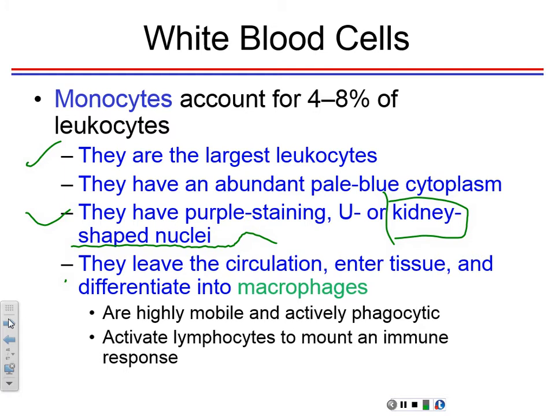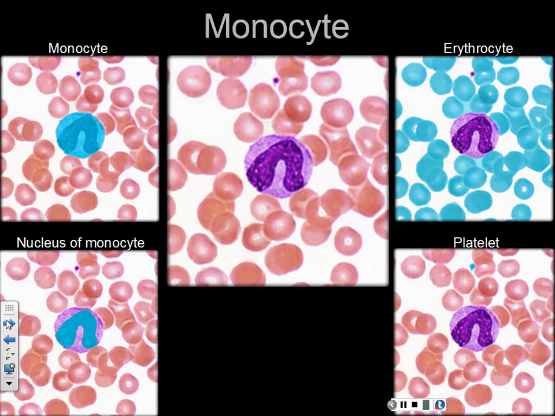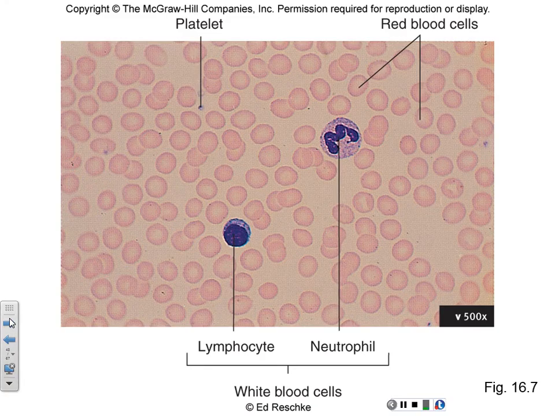Highly mobile, active phagocytes. They activate the immune system as well. Macrophages also act as antigen-presenting cells. So those are the monocytes. See the kidney-shaped nucleus. It's a huge cell. So just know the differences between all these white blood cells and their basic functions.